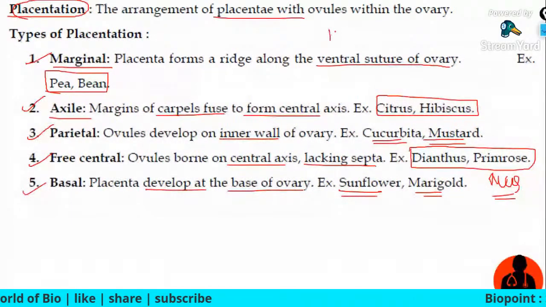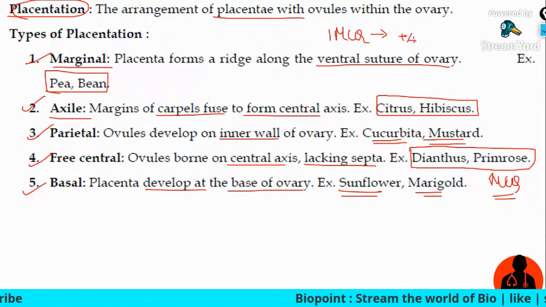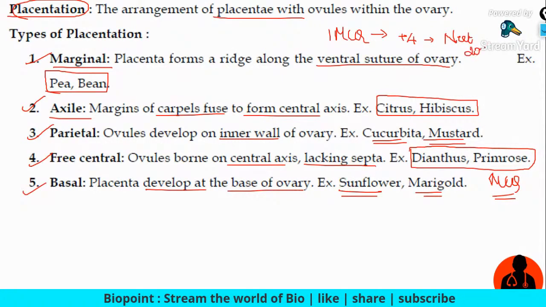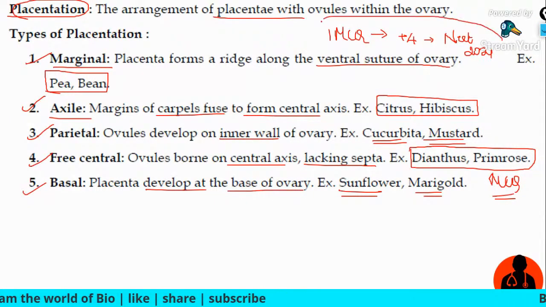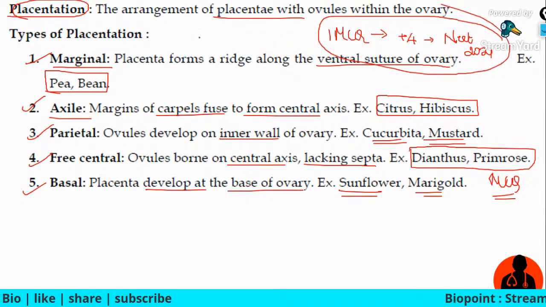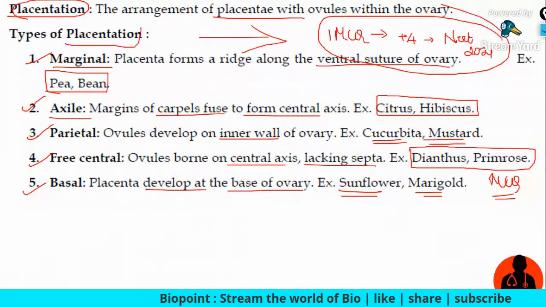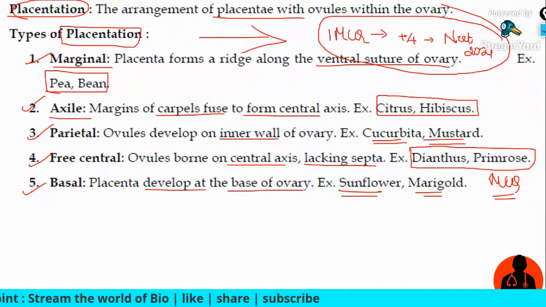One MCQ question, plus 4 marks, for your NEET 2021, guaranteed by BioPoint, guaranteed by me. For your NEET 2021, just highlight this. One MCQ for your NEET 2021, plus 4 marks from the topic of placentation. For sure, definitely they will ask. Okay, so please study this.